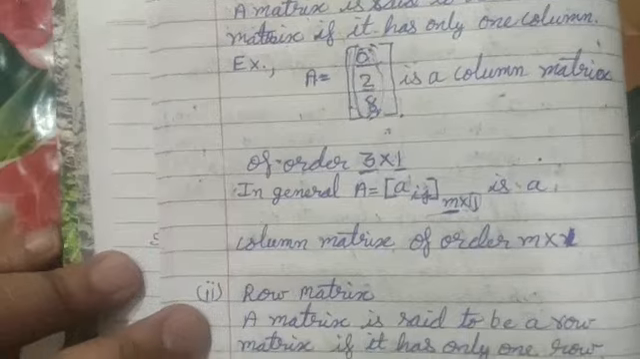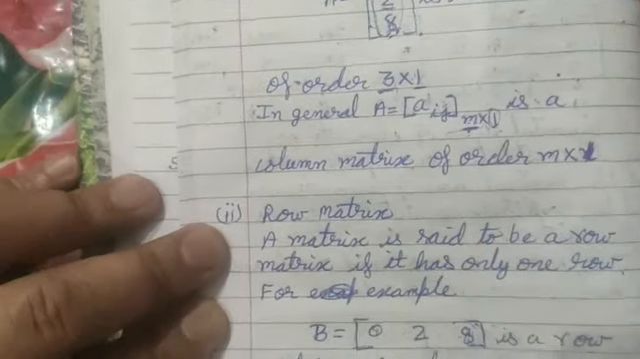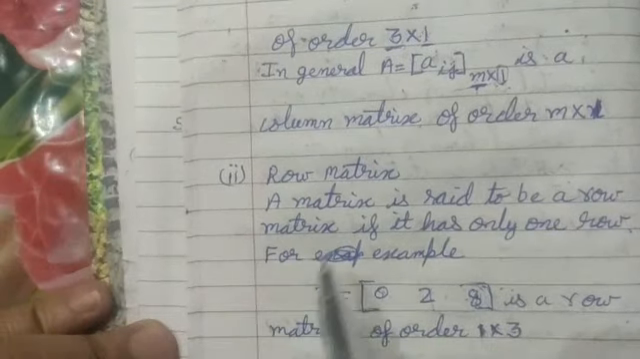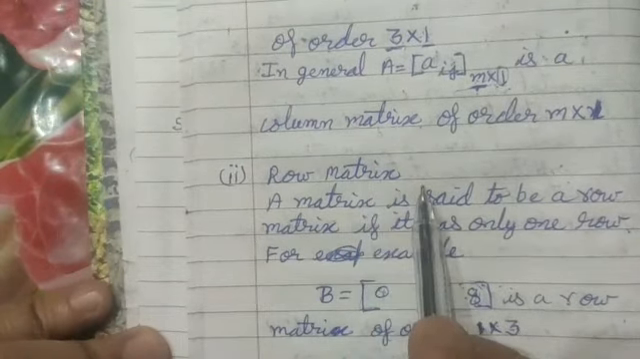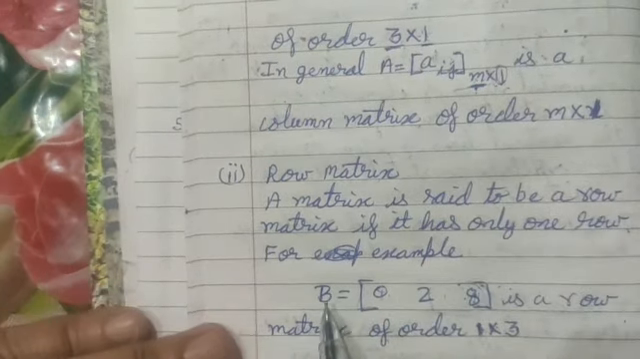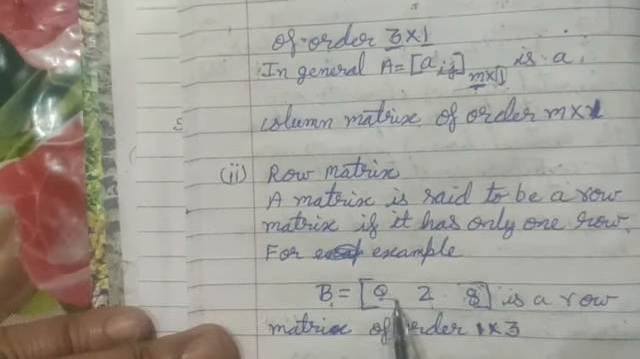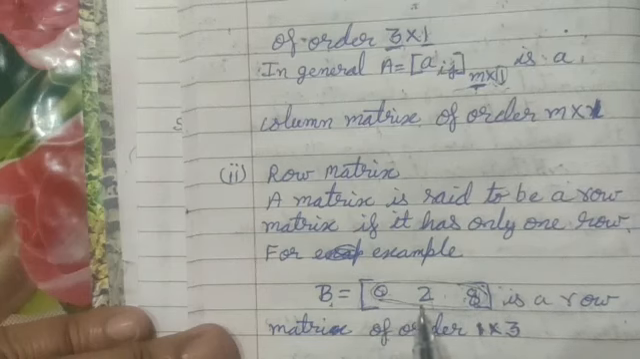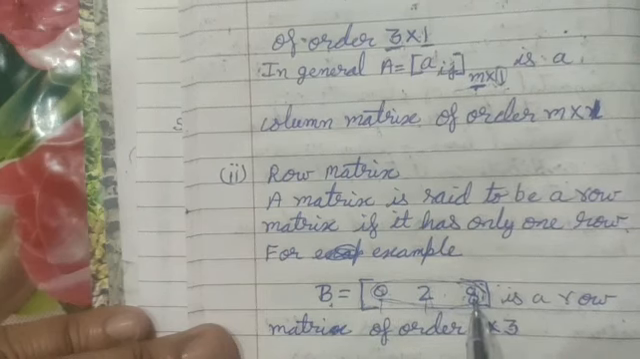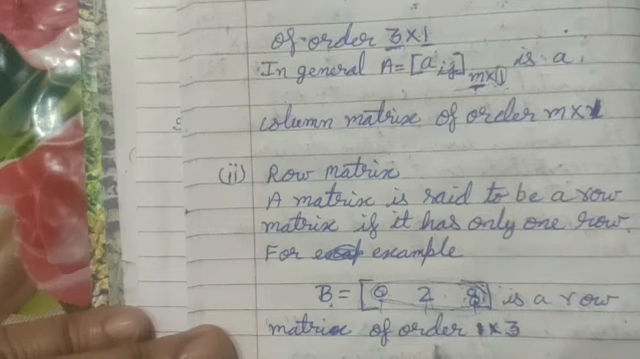Now that means a column matrix is always of the order m by 1. Now row matrix, as the name suggests, a matrix is said to be a row matrix if it has only one row. Now here take an example. Matrix B, elements of matrix B are 0 to 8. Now it has only one row. These are arranged in a row and has 3 columns. Therefore, the order of the matrix is 1 row and 3 columns. That means 1 by 3.